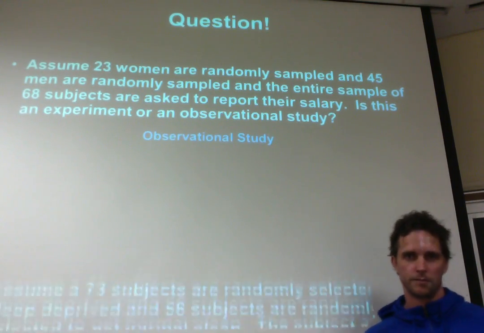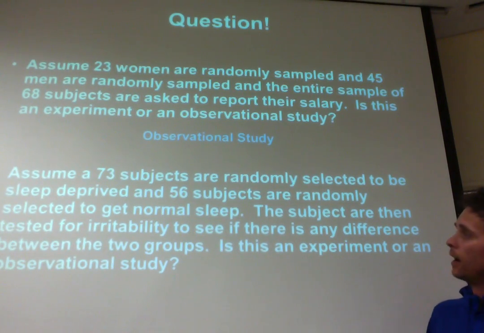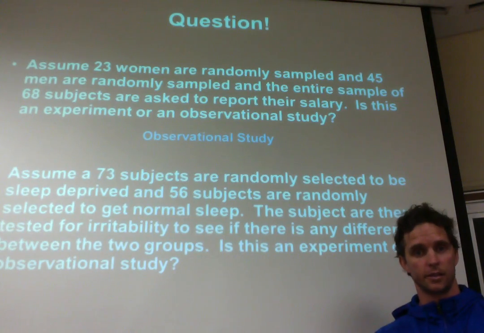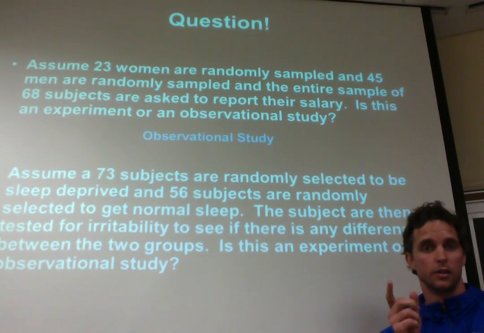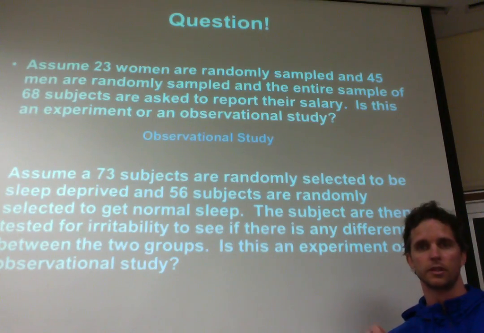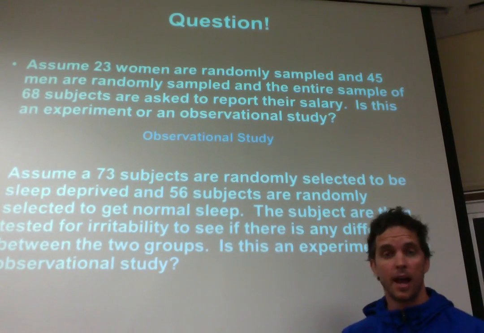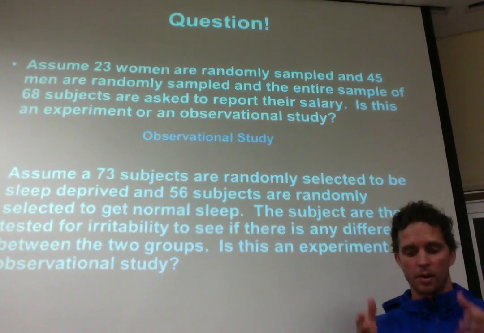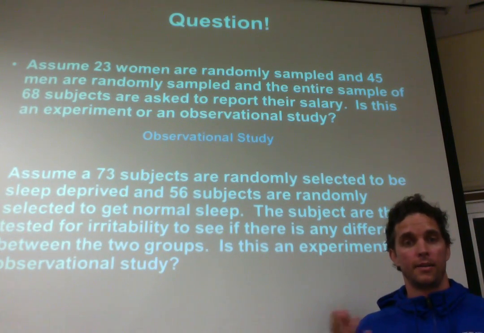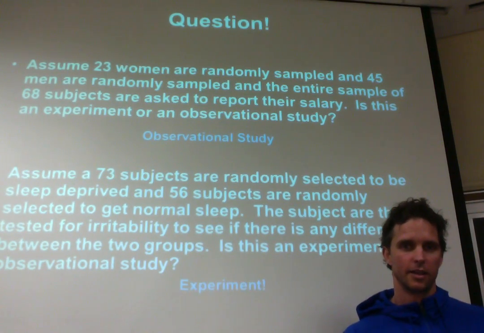The next one that we covered in class again, this one was 129 people, and it was a sleep study. They were randomly assigned, so they flipped a coin, to be sleep deprived, where they didn't get any sleep, or to where they got normal sleep. Then they were asked to perform some test to get their score. Since they were randomly assigned, each person could have ended up in either group, and that's how they were assigned to those groups. That makes this an experiment.